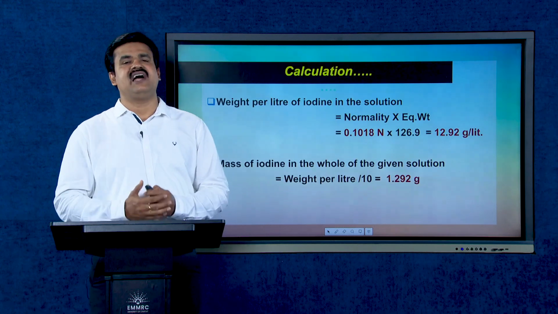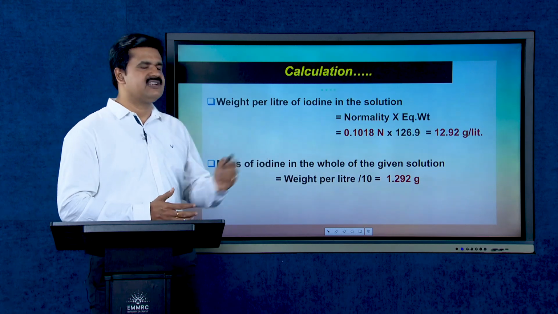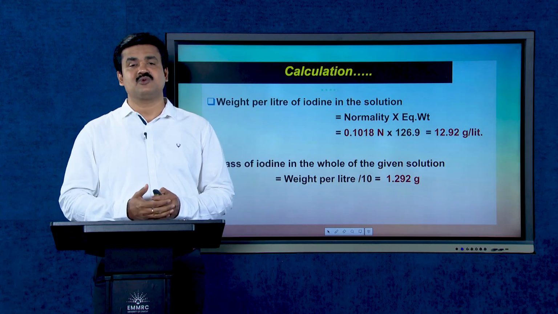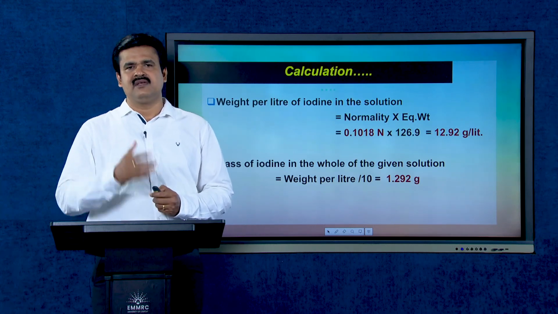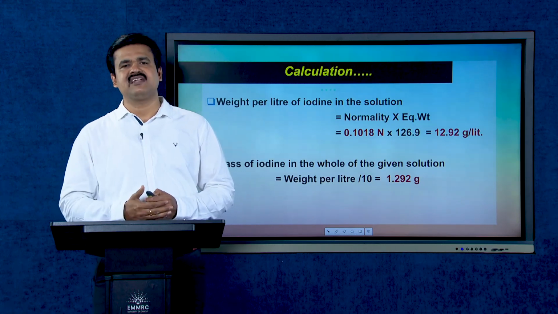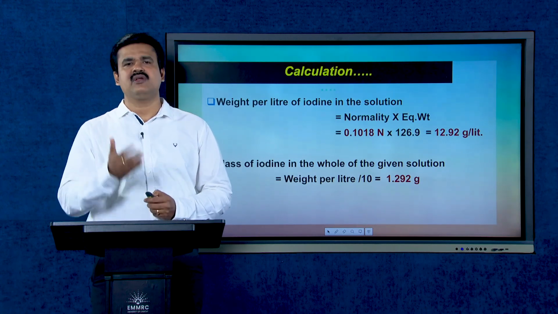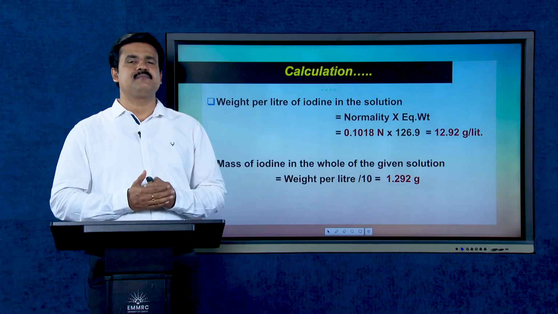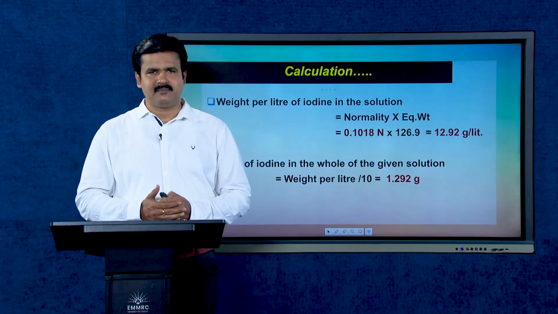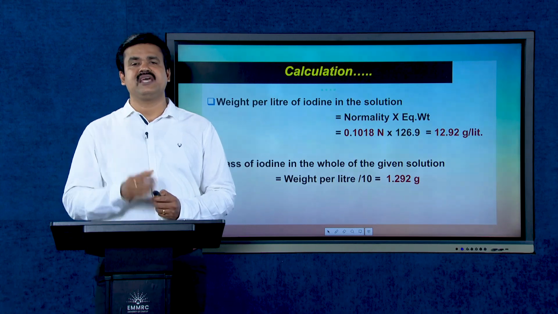So, we got the weight per liter of the iodine solution. Now, the mass of iodine in the whole of the given solution can be calculated by using the expression weight per liter divided by 10. The 10 comes from the fact that you made up the given solution into 100 ml. So, 100 into 10 will get the weight per liter. So, you have to divide weight per liter by 10 to get the amount of iodine present in the 100 ml of the solution or in the whole of the given solution. So, 12.92 divided by 10 is equal to 1.292 gram. So, we got the mass of iodine in the whole of the given solution as 1.292 gram.